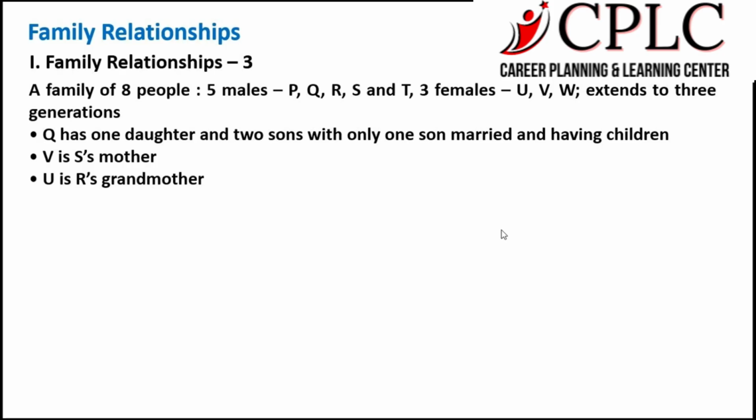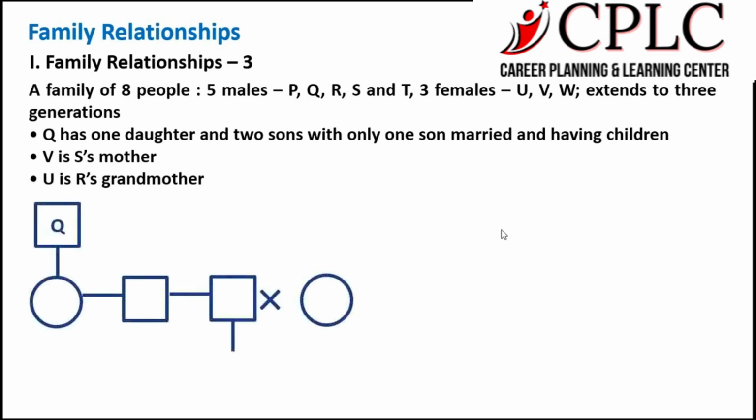So let's start with the representation part. First statement, Q has 1 daughter and 2 sons, with only 1 son married and having children. Good part that we already know the gender of everybody, which is given in the original data itself. So let's look at the statement. Q has 1 daughter. So as you can see, Q is the square block. He has 1 daughter and 2 sons, out of which only 1 son is married.